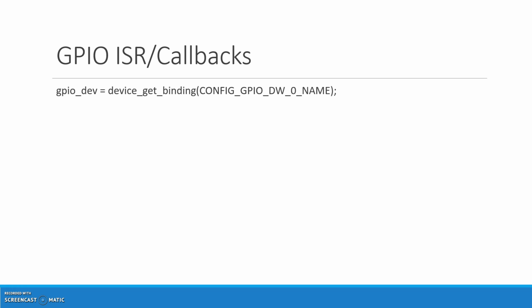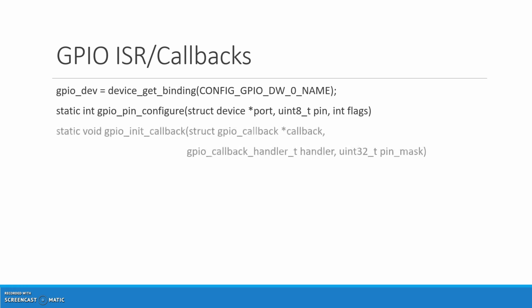Once the device is obtained, we configure the pin on the GPIO device. That is done using pin configure, and it is set with flags like debounce, active low, or active high. All those configurations are done here. Then once the pin is configured, we have to register the IRQ. IRQ registration is done using GPIO init callback, wherein we give the function we want to handle whenever there is an interrupt, the GPIO callback handler, and the GPIO pin for which the interrupt is turned on.